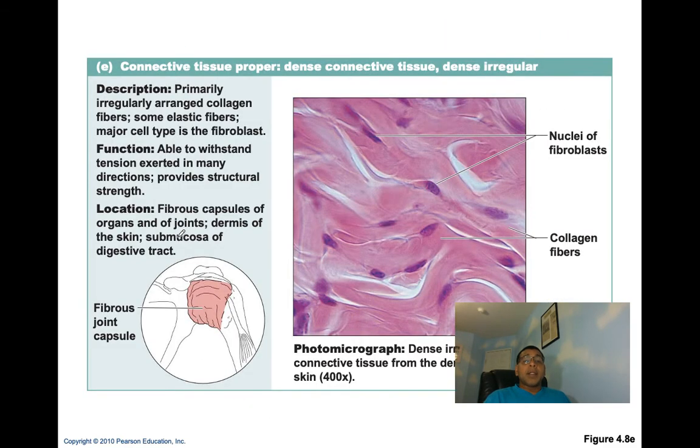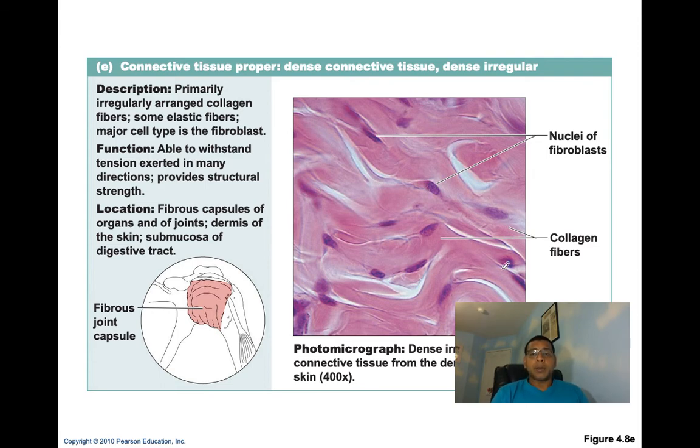Next, then we have dense irregular. Dense irregular is going to have an irregularly arranged pattern of collagen fibers. They're not in a nice parallel arrangement as we just saw. So they're all basically in a haphazard arrangement. And then we've got fibroblast nuclei in here too, you can appreciate.